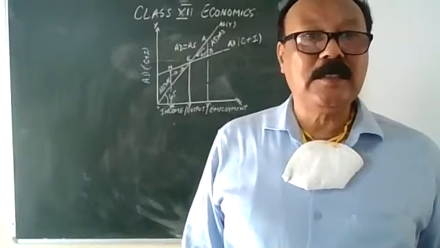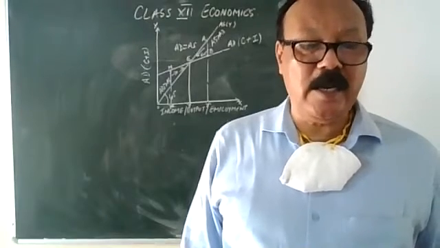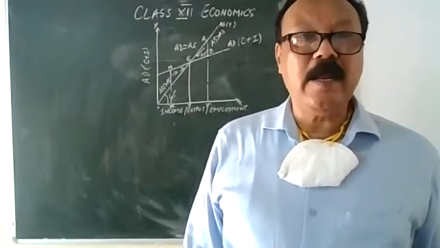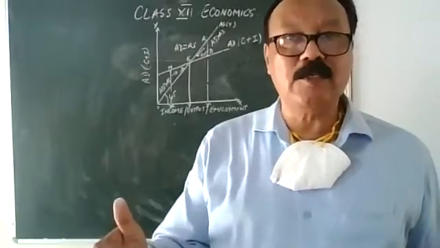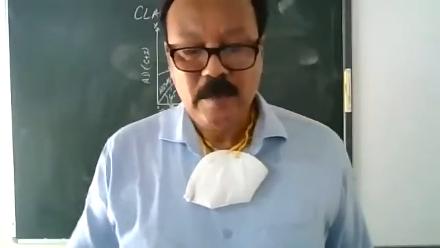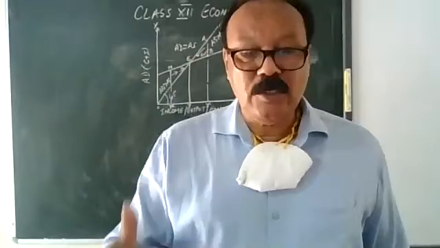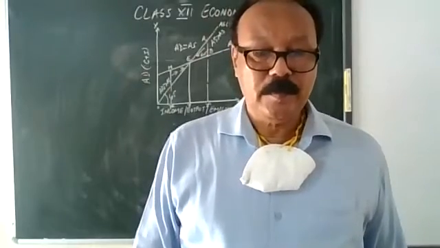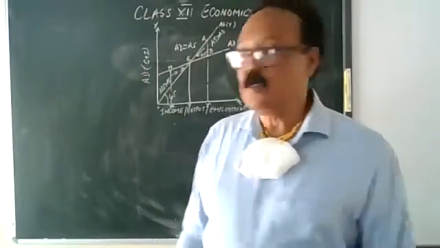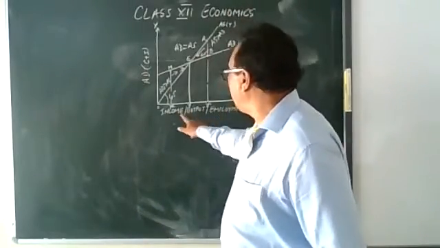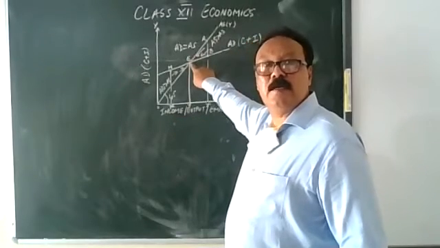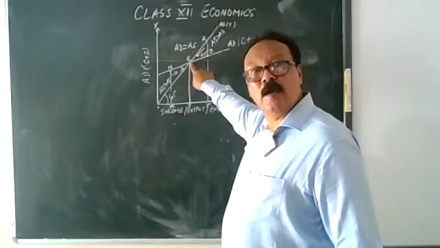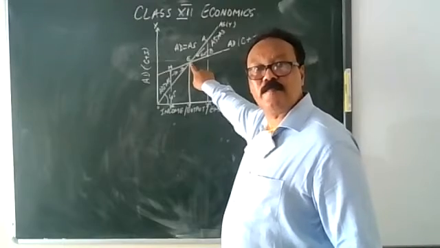So what happens in this case? When AS is greater than AD, there will be a tendency to decrease production. Who will decrease the production? Naturally the producers. National income will reduce; employment, output and income all reduce till AD equals AS. Understood? This is the first case.